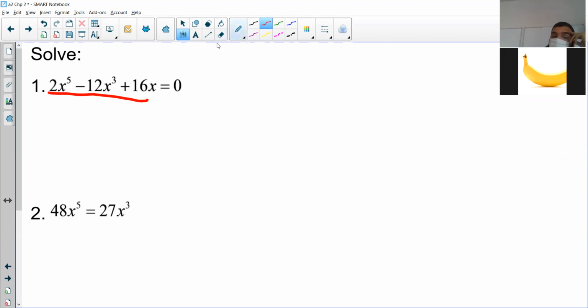So in common between 2x to the 5th, negative 12x to the 3rd, and 16x. Nate, what number is in common? 2. Good. And Shabo, how many? X to the 1 power.